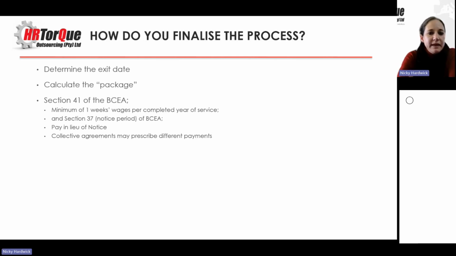Okay. How do we then finalize the process? So we determine the actual exit date. As I said before, the exit date could be prior. You may not require them to work their full time. You may require that they do. You calculate the package based on the tax directive. And then you need to give them, for example, a certificate of service. You need to give them their UI-19.